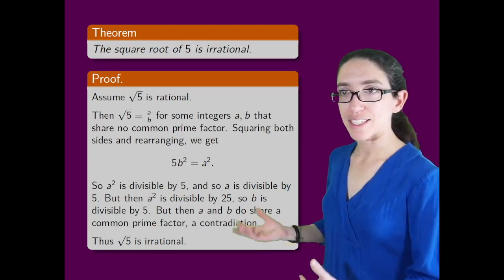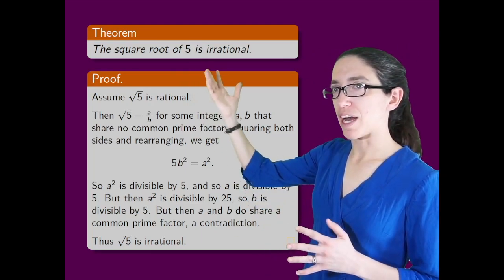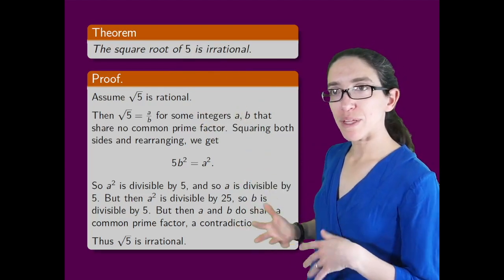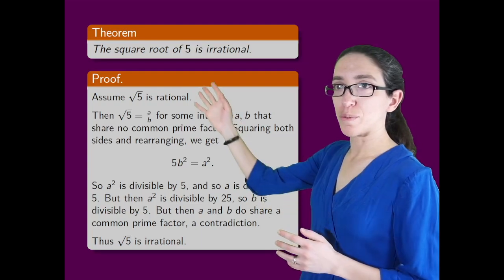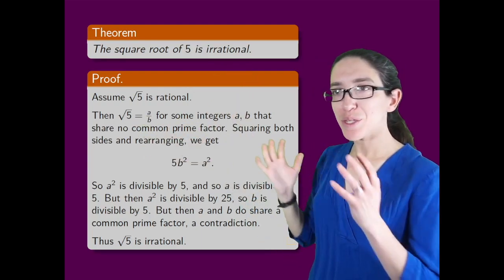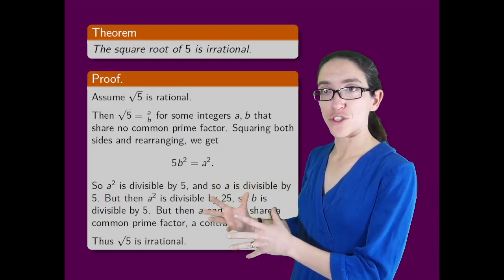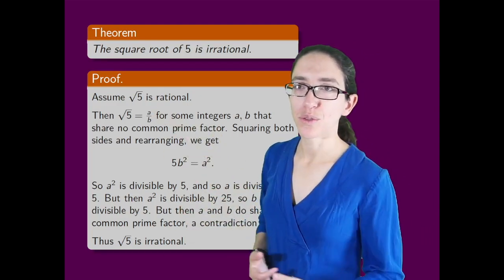So here's a classic example of proof by contradiction. How do we prove that the square root of 5 is irrational? To prove something by contradiction, you assume that the opposite of your statement is true. You assume, instead of that it's irrational, that it's rational. And then we try to use that to prove some contradiction and see what's wrong with it. So if it's rational, let's see what goes wrong.